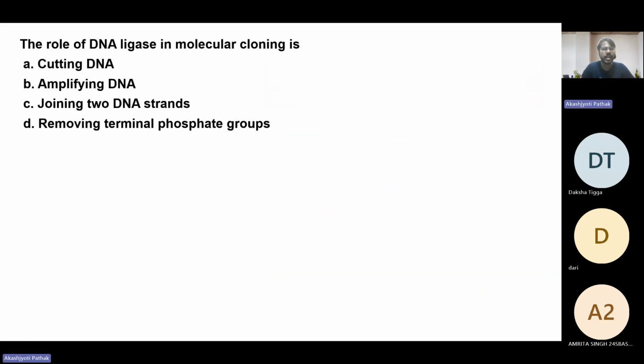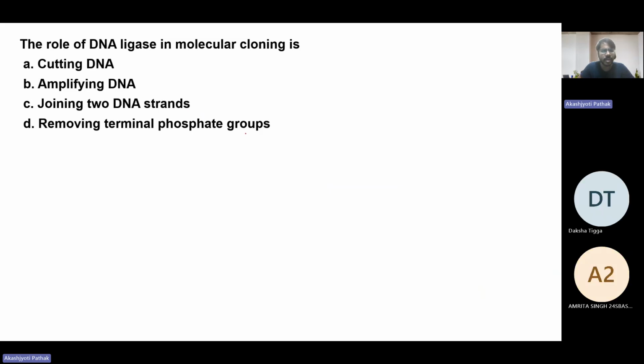Okay, so the role of DNA ligase in molecular cloning. Now answer this question if you have understood the concept. What is DNA ligase doing: cutting DNA, amplifying DNA, joining two DNA strands, removing terminal phosphate groups? Now cutting DNA, who does cutting? It is restriction endonucleases that cut the DNA, or any type of nucleases will cut the DNA. Who amplifies the DNA? Polymerases. So this option is wrong. Joining two DNA strands. This is done by ligase, isn't it? So option C is the correct answer.